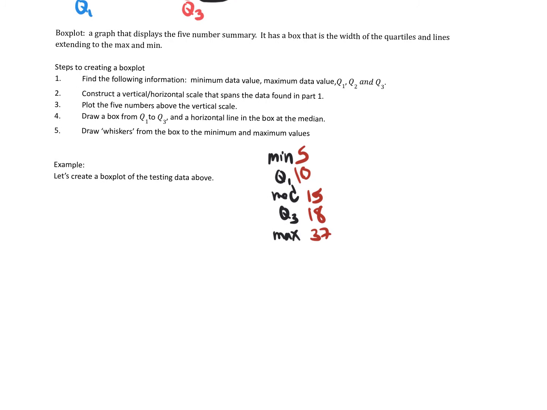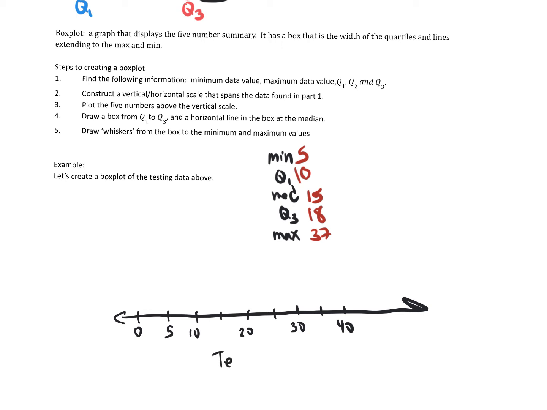So to make this box plot, the first thing I'm going to do is make a scale. Now you can make this horizontal or vertical. I'm making it horizontal. It doesn't really matter. So I'll just start putting some numbers. I'll start at 0 because 5 is pretty small. Maybe I go by 5s: 10, 15, 20, 25, 30, 35, 40. Now I should obviously give a label. This is my test scores, because these are test scores on a nursing exam. So maybe my title is going to be nursing exam scores, or just nursing exam, whatever you want.